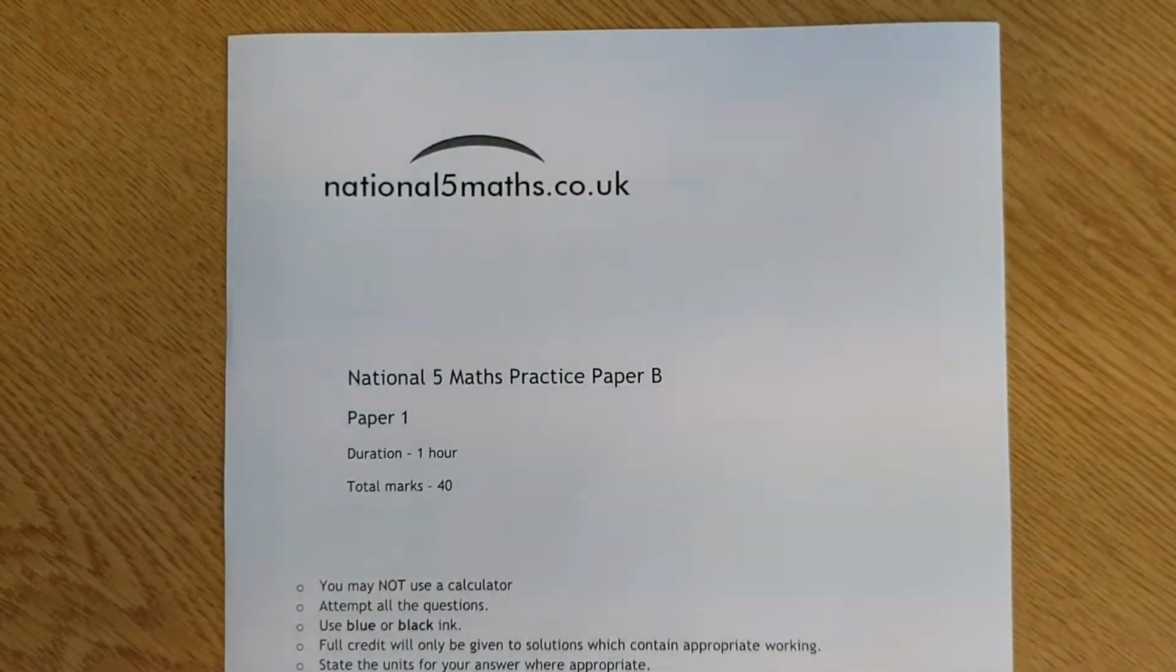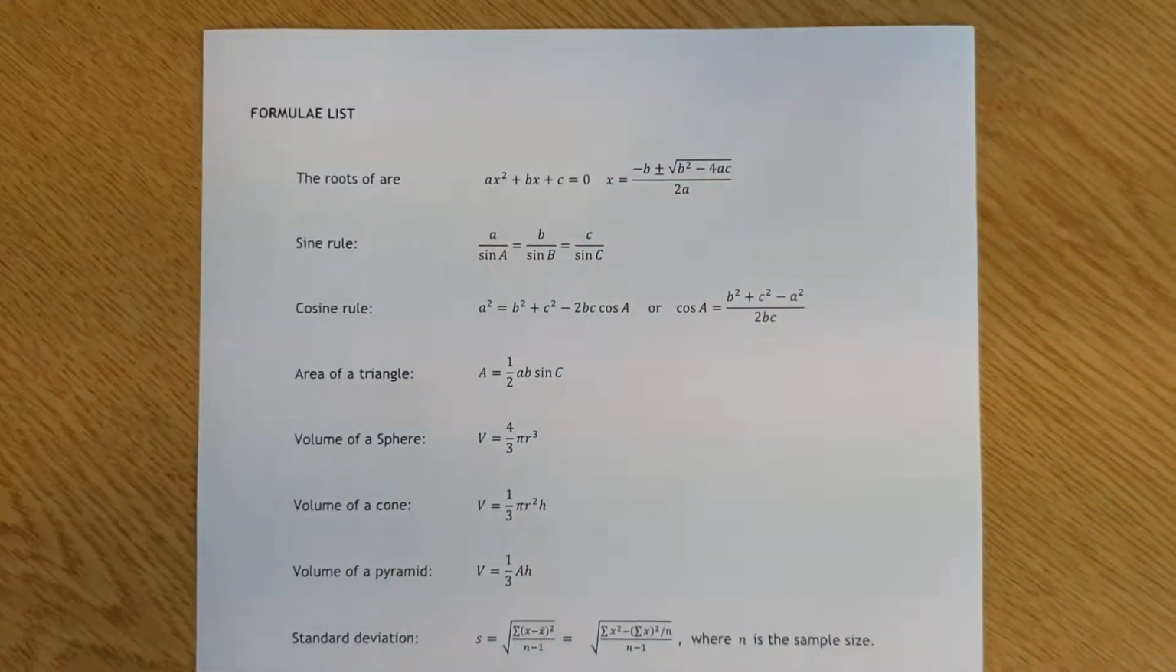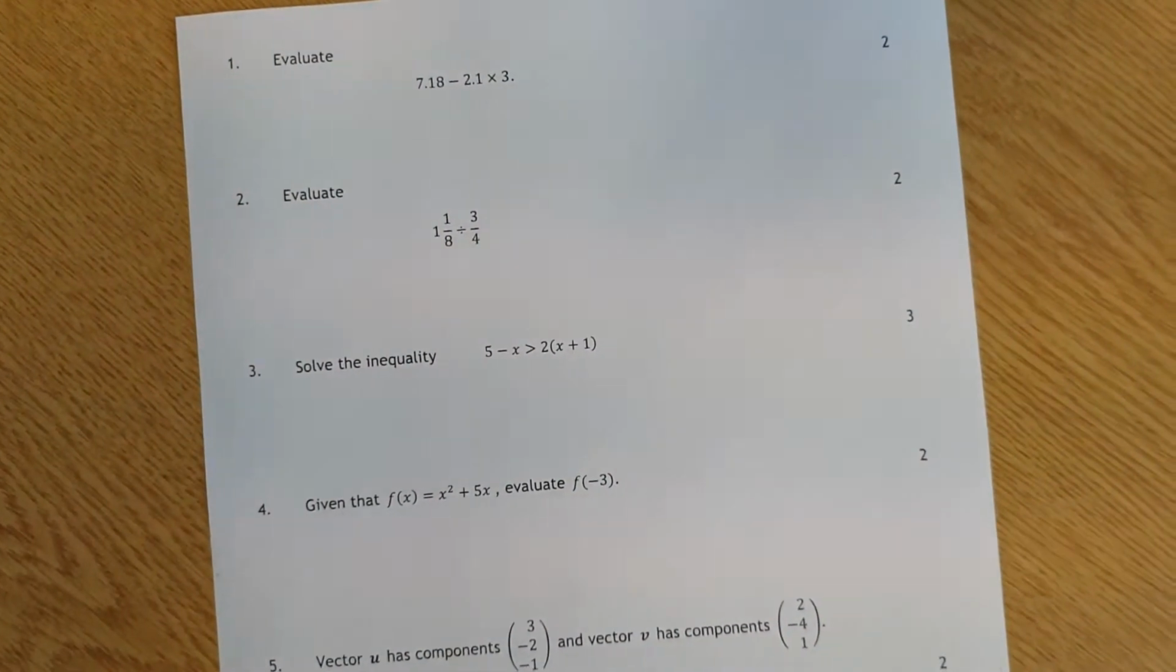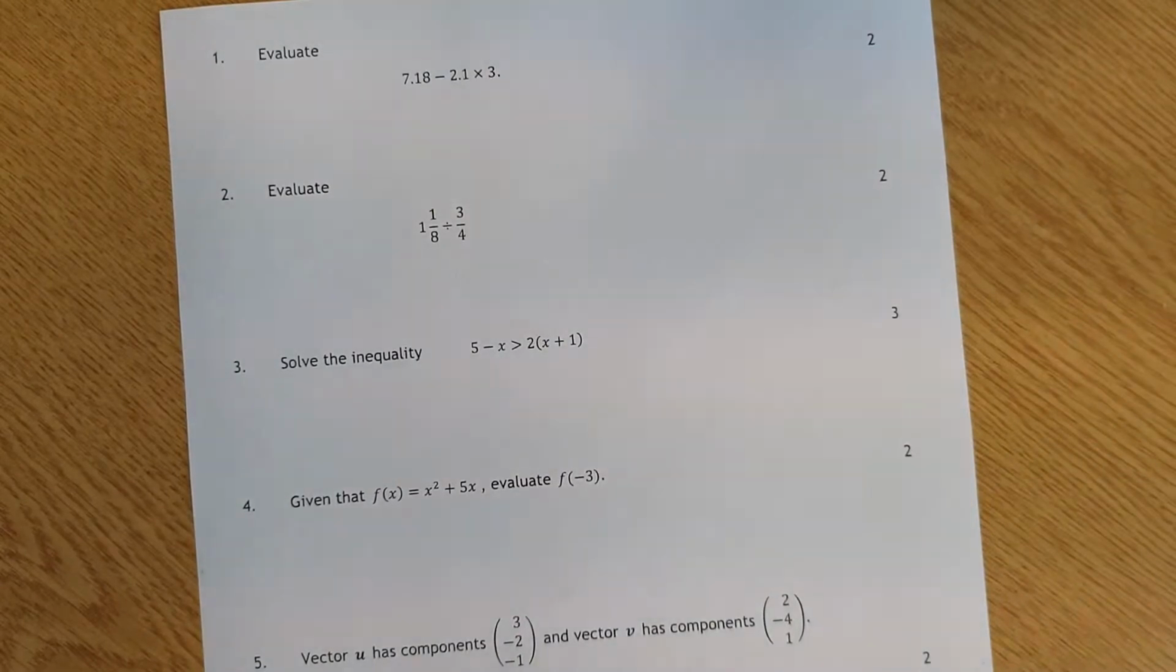National 5 Maths Practice Paper B, Paper 1. First question involves using order of operations.